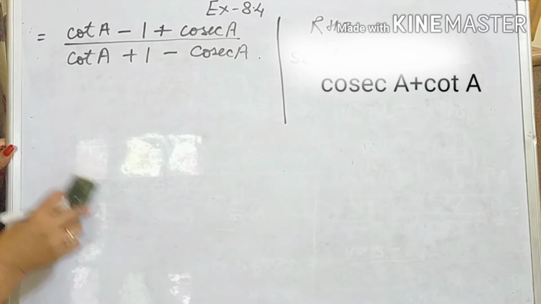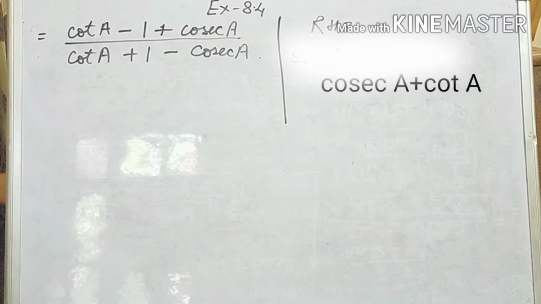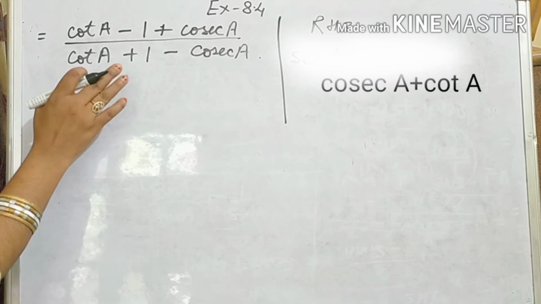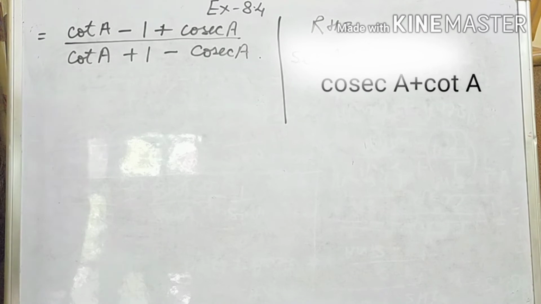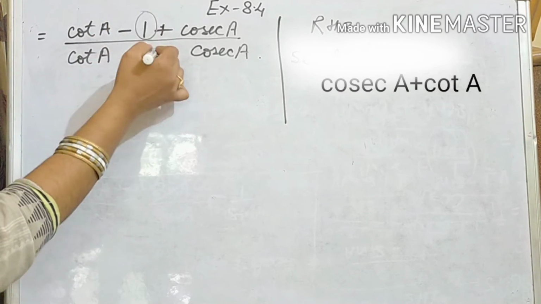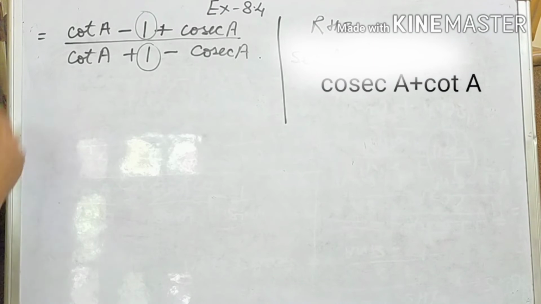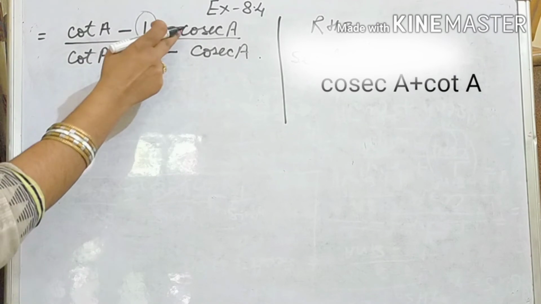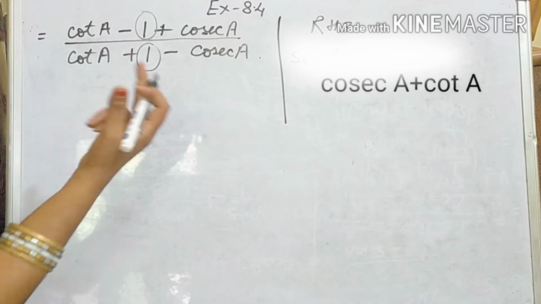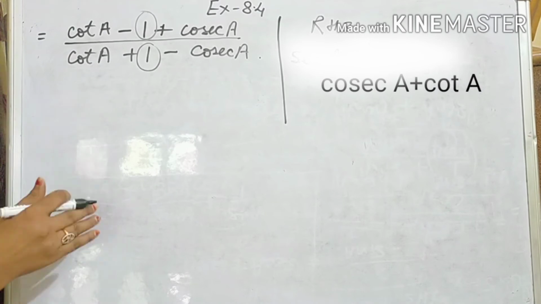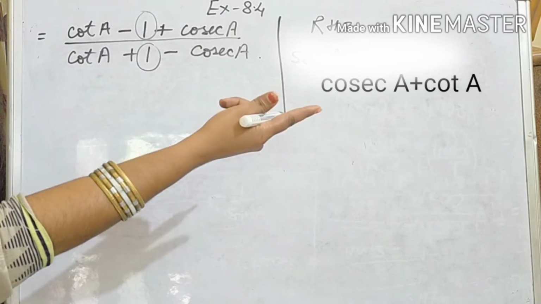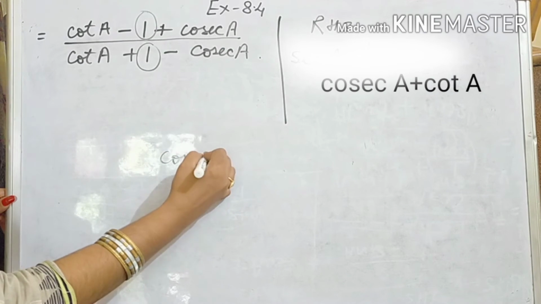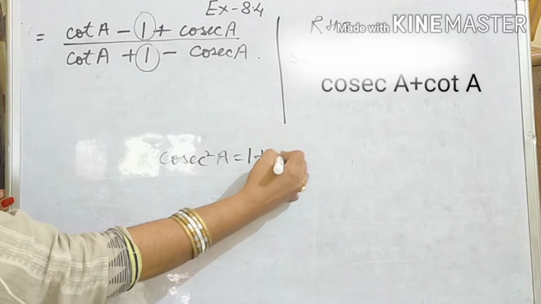But in the question, he's asking for applying the identity. For applying the identity, there must be the squares of cosec square or cot square, right? So we want to convert that into squares, or we can use the value of 1. So two ways we have. Either we convert cot or cosec into the squares by some method, or we can apply the value of 1 from that identity. The identity was cosec square A is 1 plus cot square A.